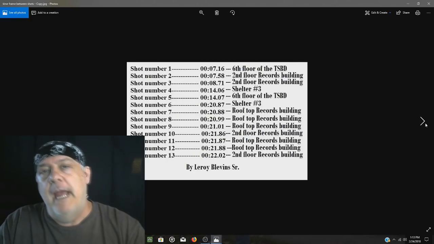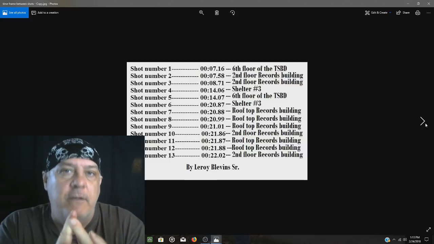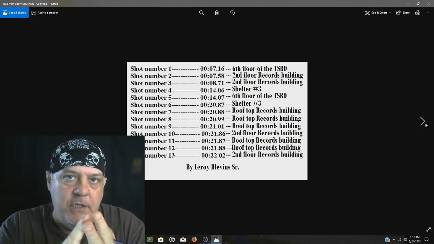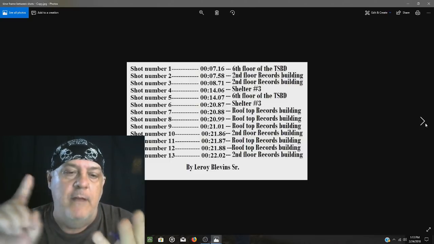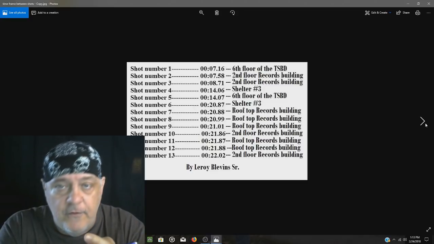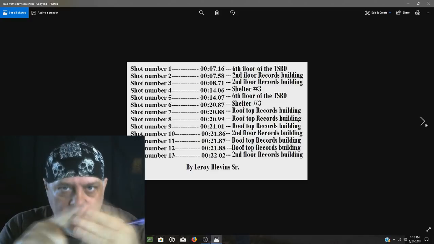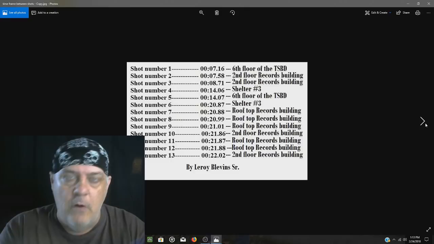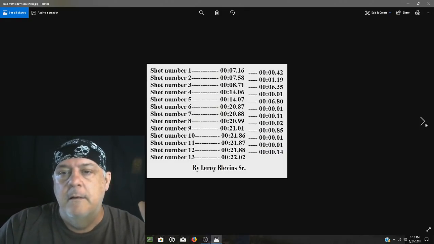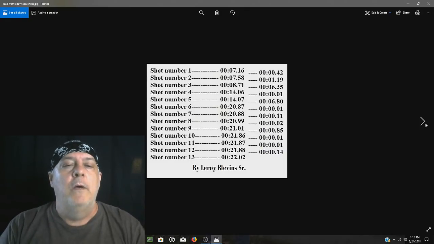Now we have the location. So now we have one piece of information, the time frame. We have another piece of information, where these shots made contact. Now we have other information, where these shots came from. So now we have three more pieces of evidence that we can add onto our case. Then we go into this.